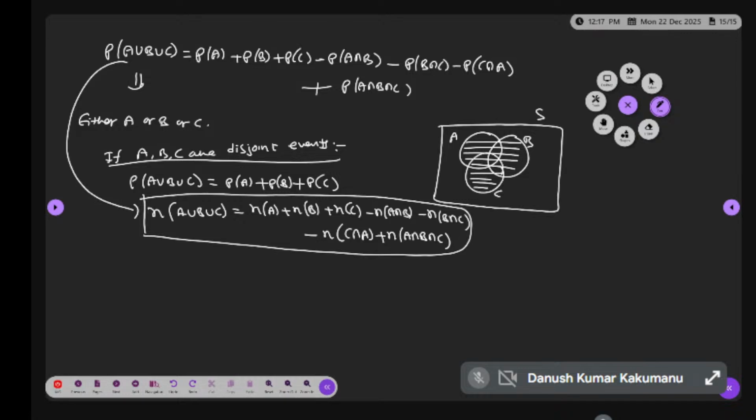If you divide throughout by N of S, both sides divided by N of S, what happens here? N of A union B union C by N of S is nothing but P of A union B union C. N of A by N of S, P of A. N of B by N of S, P of B. N of C by N of S, P of C. Is it clear to all of you? If you divide throughout by N of S, these numbers will be converted into probabilities. No confusion?